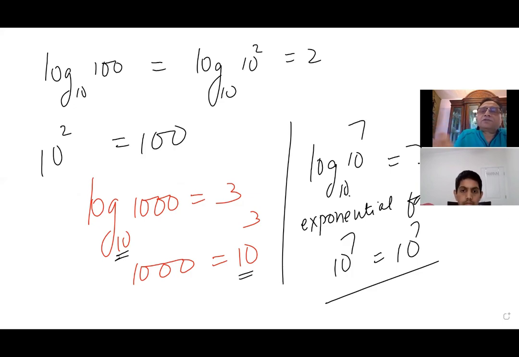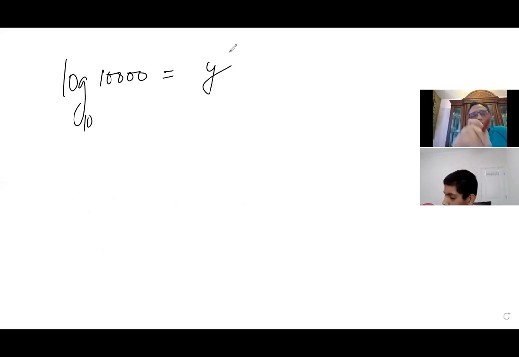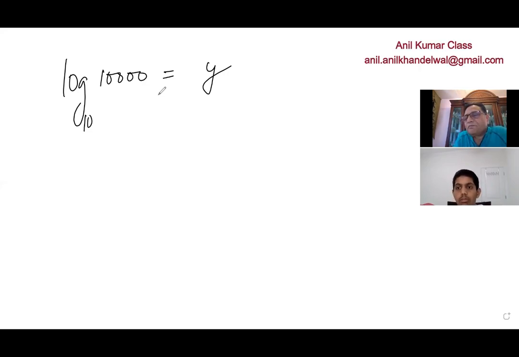So what we are trying to say here is log to the base 10 of 10,000. We don't know. Log to the base 10 of 10,000 we don't know. So we say let it be y, correct? Yeah. Let it be y.